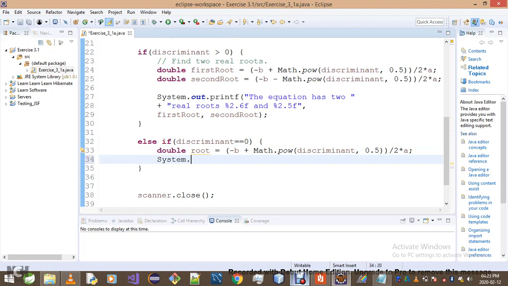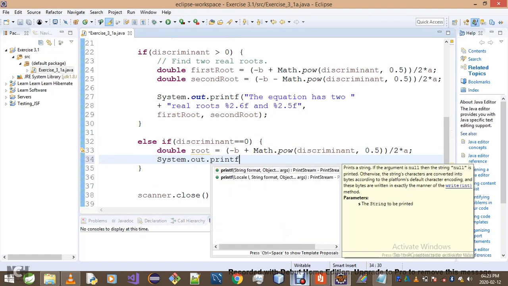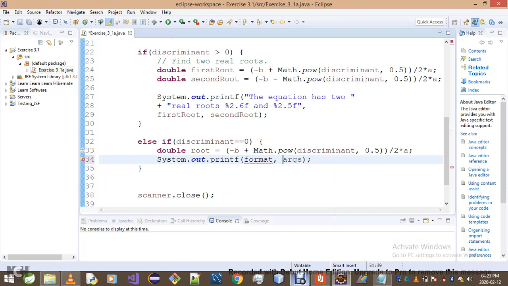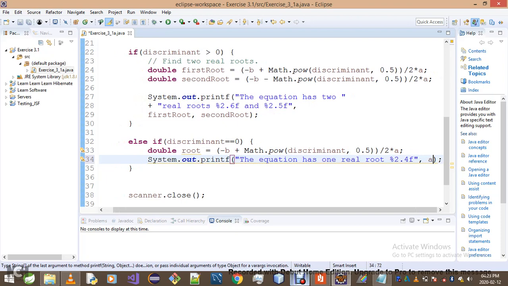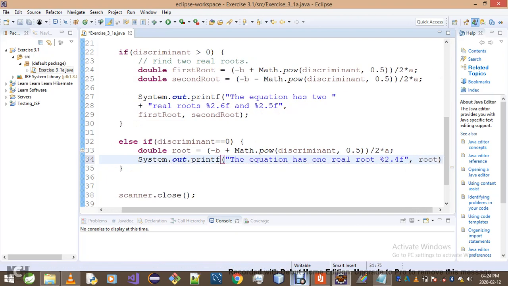So what I'll simply do again is go System.out.printf, and then I simply put the equation has one real root, and I put that right here. It's gonna be 2 point, let me just put 4 numbers after a decimal point this time around. Why not? And I'll put a root here.